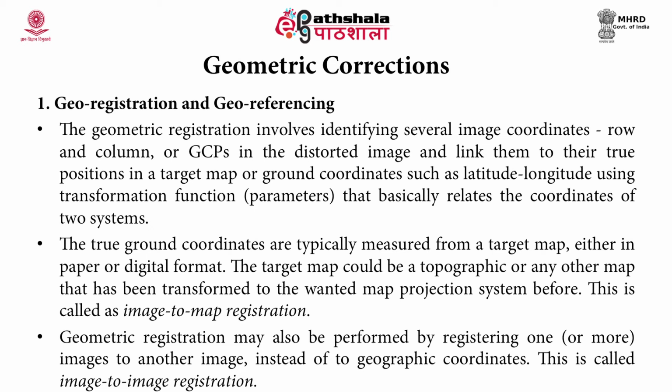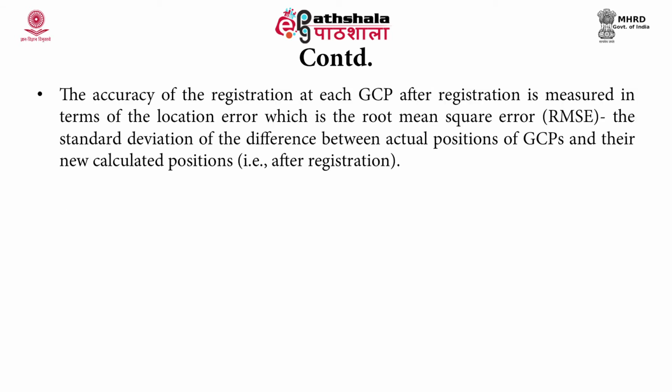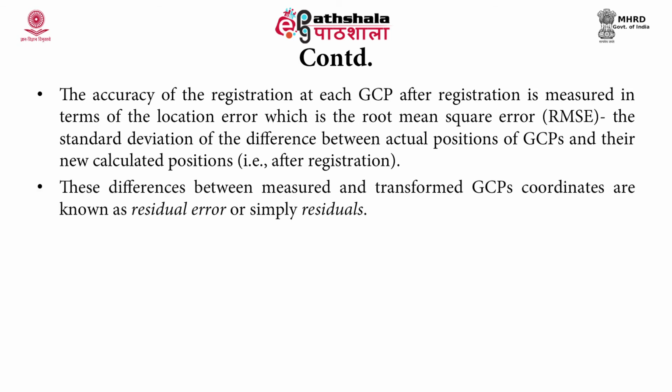Geometric registration may also be performed by registering one or more images to another image instead of to geographic coordinates. This is called image to image registration. So, rectification is the process by which the geometry of an image area is made planimetric. The accuracy of the registration at each ground control point after registration is measured in terms of the location error, which is the root mean square error, the standard deviation of the difference between actual position of GCPs and their new calculated position, that is after registration. These differences between measured and transformed GCP coordinates are known as residual error or simply residuals.